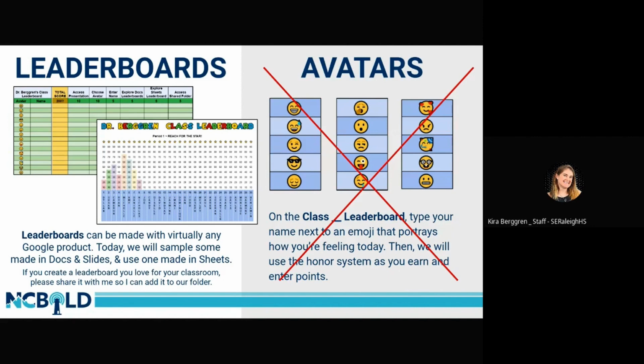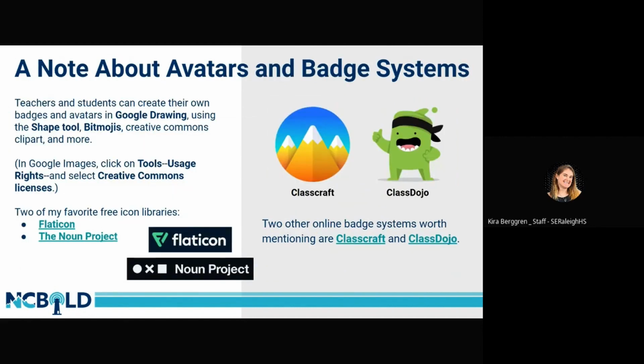There are a couple of examples of leaderboards in the shared folder, and a couple of them are linked here, including one that was created with Docs and one that was created with Sheets. What you see over to the right is an activity that we would do if we were in person, where participants would choose an emoji for their avatar to use for a leaderboard that we would then use throughout the duration of our presentation today. But for the sake of time, we aren't going to choose avatars. We are, however, going to move on and talk about avatars and badge systems.